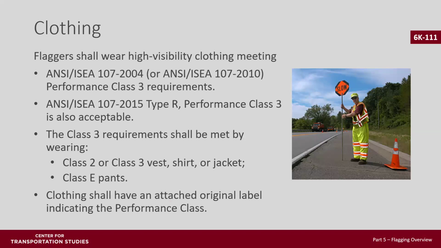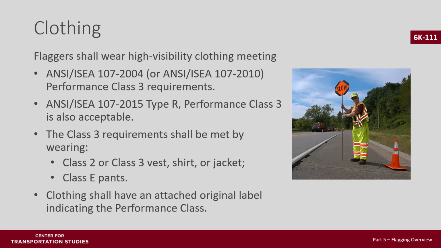Let's take a look at some of the things that were highlighted in the videotape. Flaggers shall wear high visibility clothing meeting ANSI requirements 107-2004 for performance class 3. Class 3 requirements shall be met by wearing a class 2 or class 3 vest, shirt, or jacket, as well as class E pants. Clothing shall have an attached original label indicating the performance class.